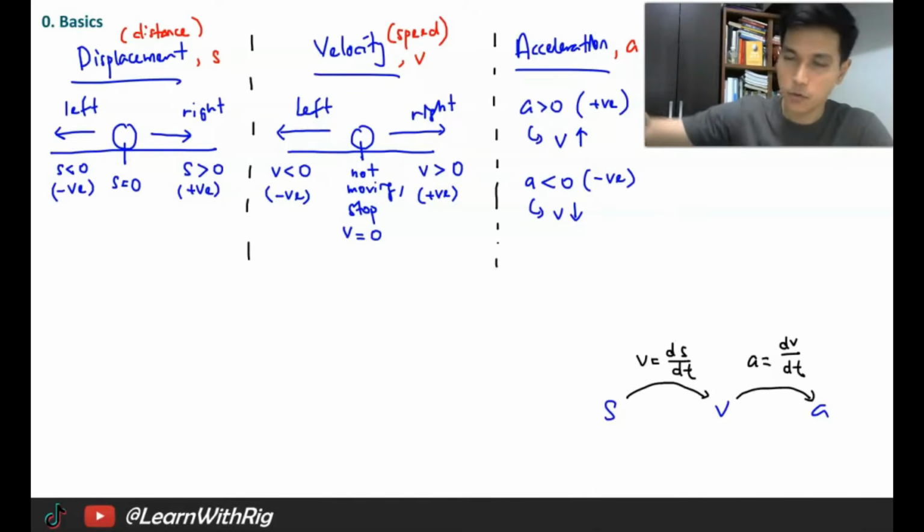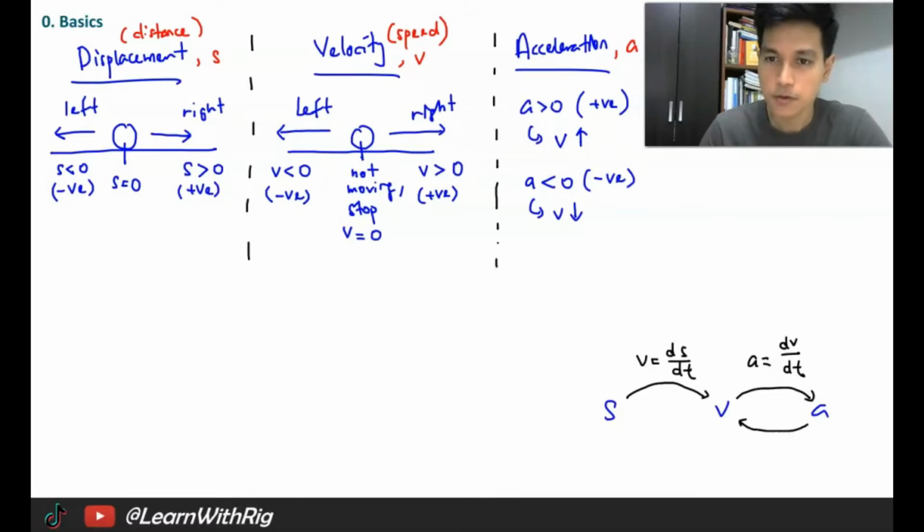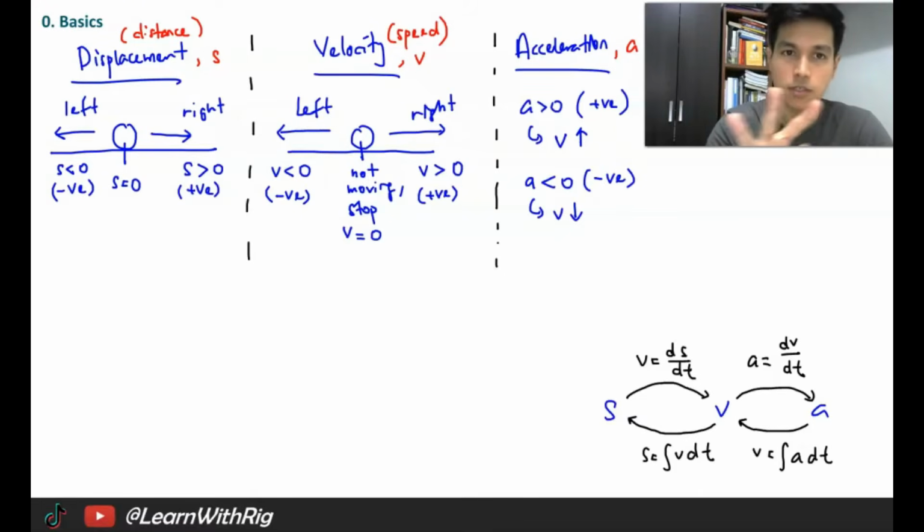Okay, so in other words, if you're going from displacement to velocity to acceleration, you always have to differentiate. So if you want to go in reverse, what's the opposite of differentiate? You have to integrate. So if you want to find velocity using acceleration, you have to integrate acceleration. Same thing here: if you want to find displacement using velocity, you have to integrate your velocity. So this is the relationship between the three things here.